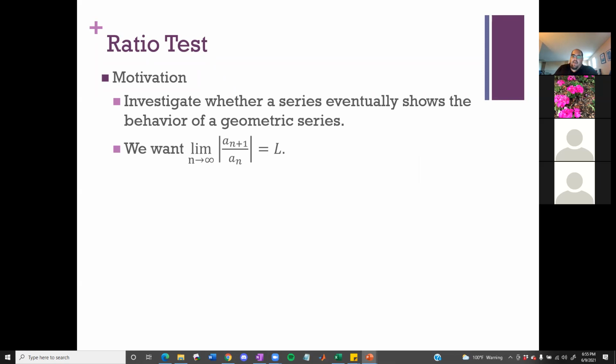And if I get a limit for that, then basically what I've shown is that my series is not geometric, but it acts enough like one that I can draw some conclusions. So we're treating this like a geometric series. Because of that, what values of L are going to give me convergence?